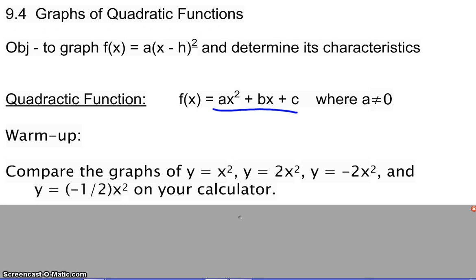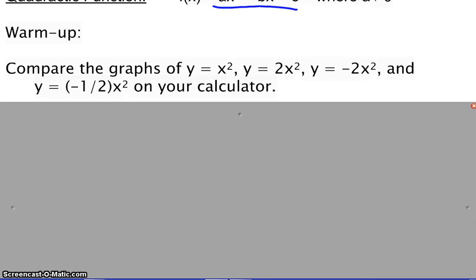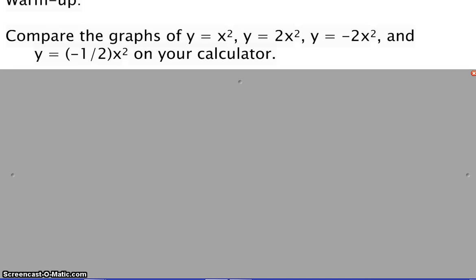First off, what I'd like you guys to do is make sure you have your graphing calculator out. If you need to, pause the video and get out your graphing calculator. Then make sure that you can type these equations into your calculator and check out what they look like on the graph. So pause the video and put those 4 equations into your calculator.